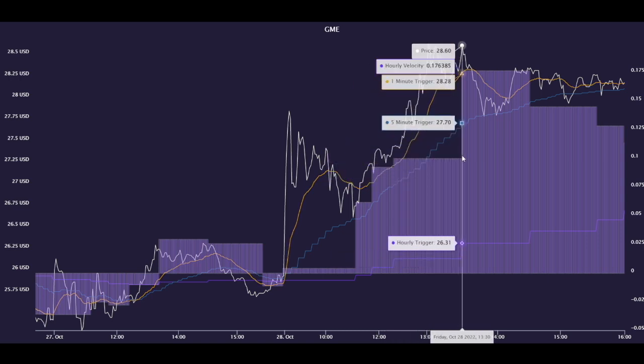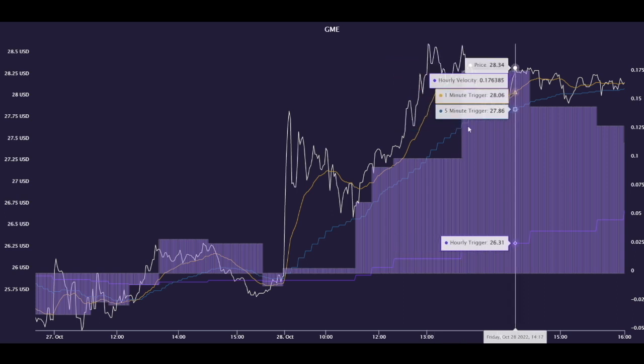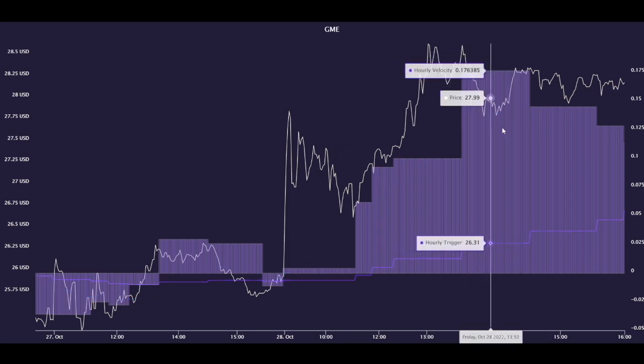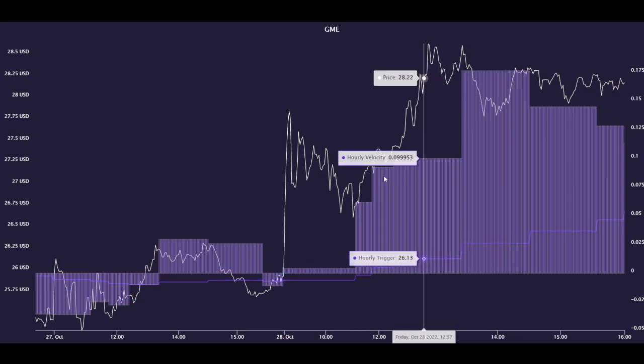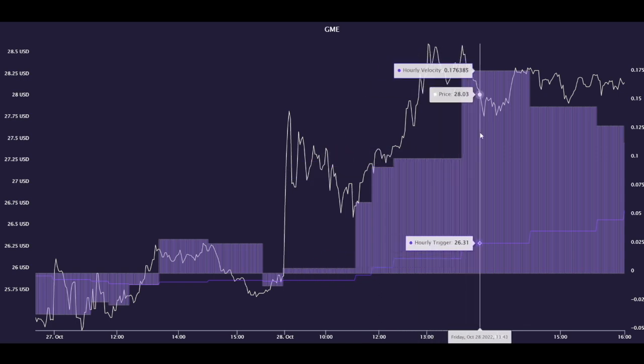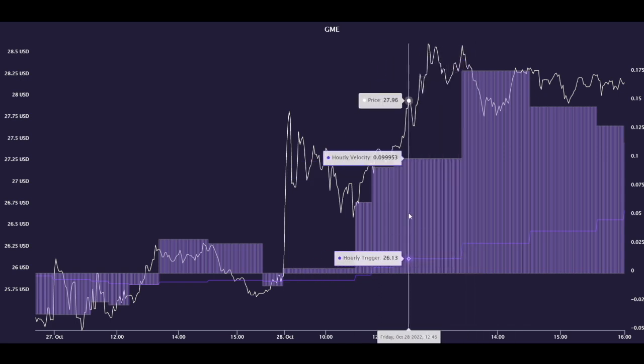Now, one thing that I didn't go over enough on the Discord that I want to be pretty clear is this kind of print, this hourly print. Let's remove the 1-minute trigger and the 5-minute trigger. When the hourly velocity just dwarfs the previous velocity prints, it's called a capitulation print. It means it's running too hot and it needs to cool down.